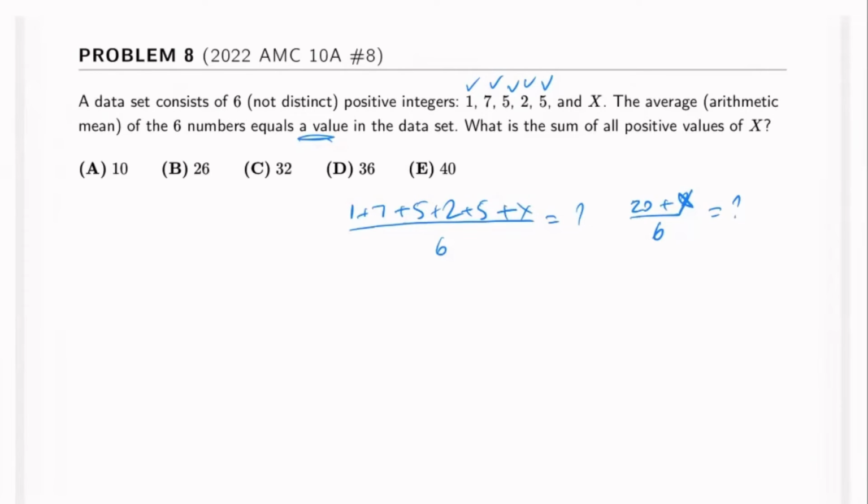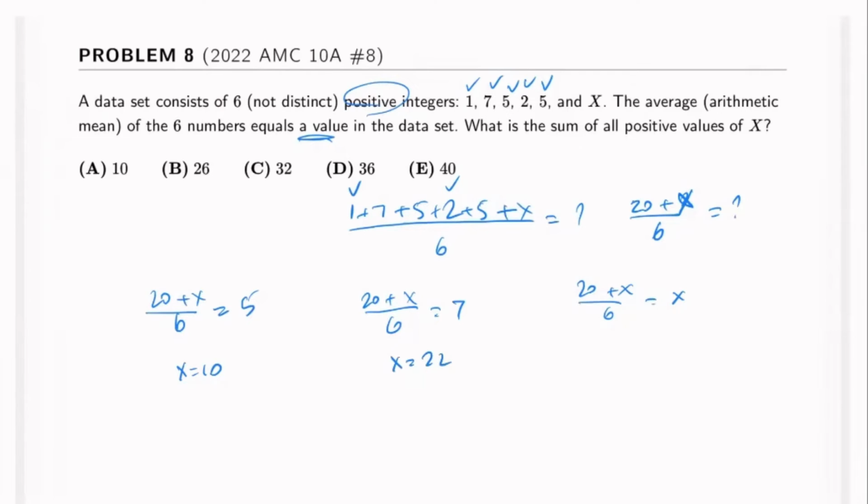You can go ahead and check each one of the cases, which is probably not a bad idea. If I want the result to be 1, 6 times 1 is 6, but 20 is already larger, and we want positive integers, so 1 does not work. If I go with 2, 2 times 6 is 12, that doesn't work because 20 is already larger. Then we have only 3 options: 5, 7, or x. So (20 plus x) over 6 is equal to 5, or 7, or x. In the first case, you get x equals 10, then you get 22, and then you get 5x equals 20, which is x equals 4.